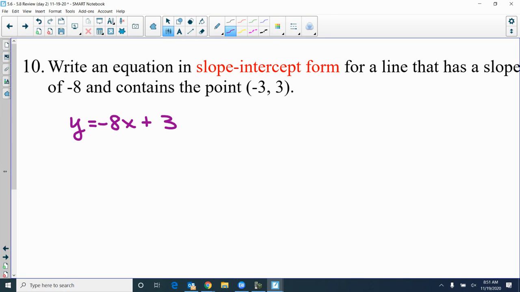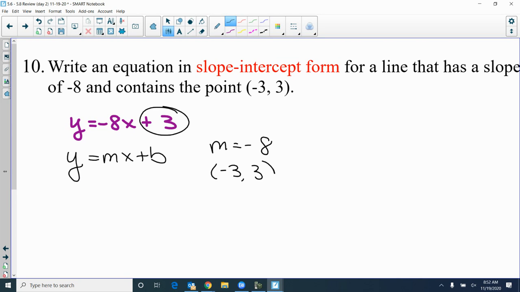It has a slope, and it contains that point. That point is not necessarily your y-intercept. In this case, it's not, because it would have to have a 0 there. So you're kind of on the right track, though. We do want to have it in this form. The slope is -8, but this right there is wrong. We want to start with y equals mx plus b. I know the slope is -8. I know it contains the point (-3, 3). We don't know that y-intercept.